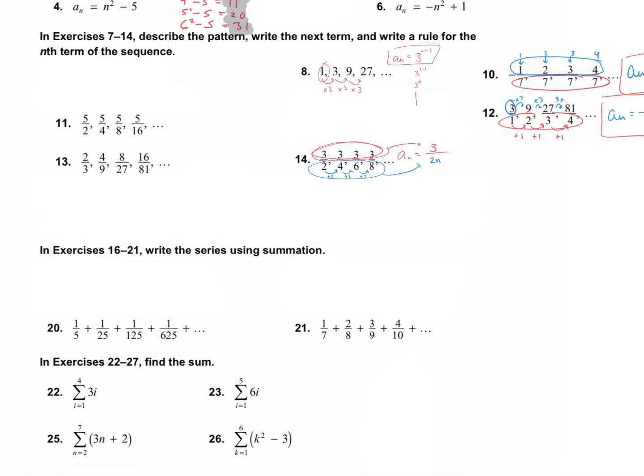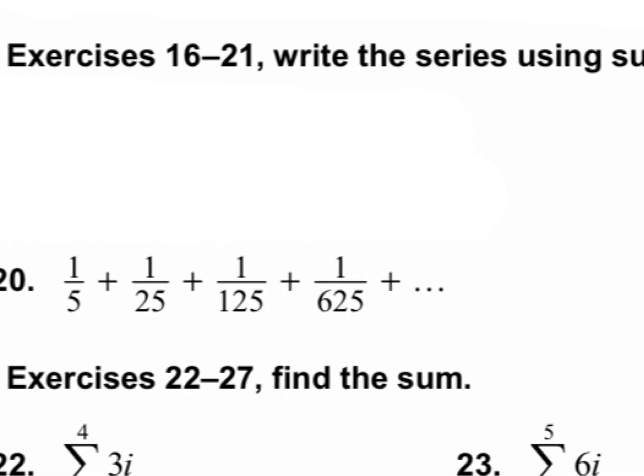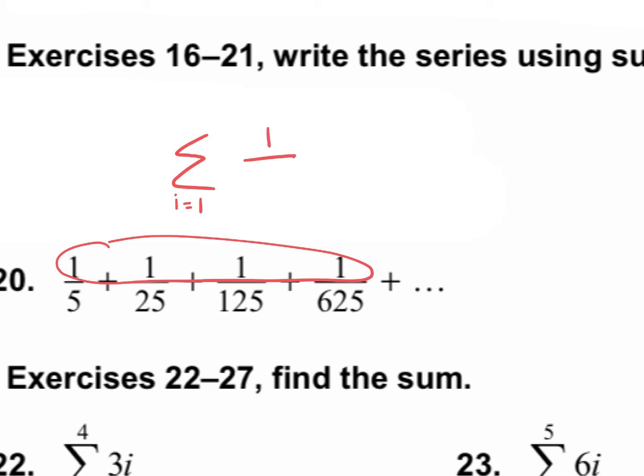All right, let's look at number 20. So we're doing the same thing for these, but these are summations. So we still have to come up with our rule. We're going to start with i is equal to 1. And let's see, in our numerators, everything is 1. So how would we write that in our numerator of our rule here? What would go in the numerator? 1. Thank you.